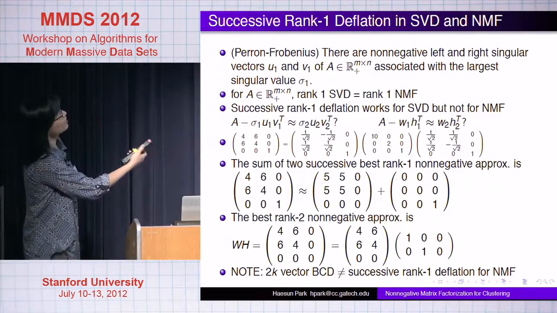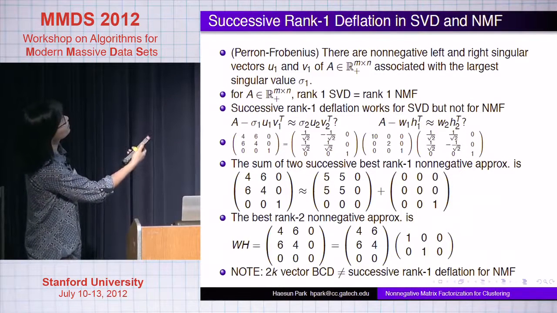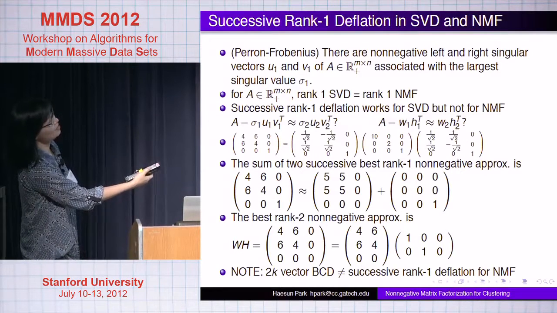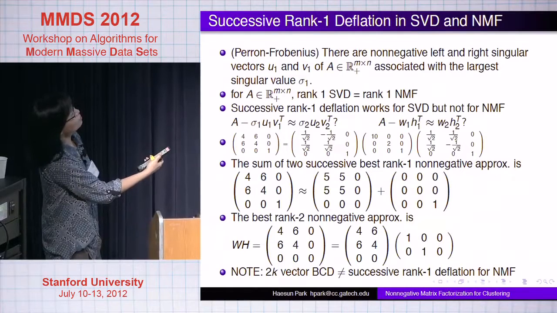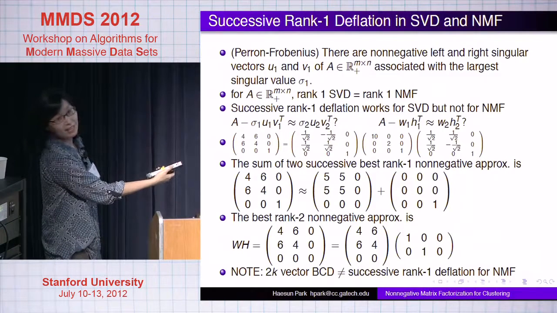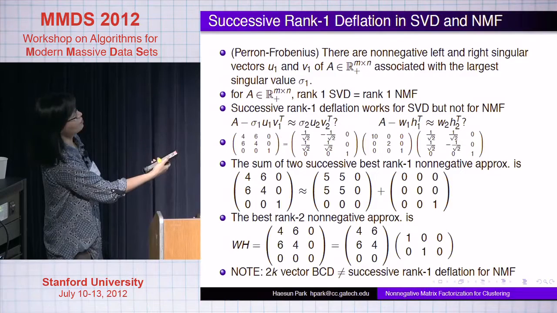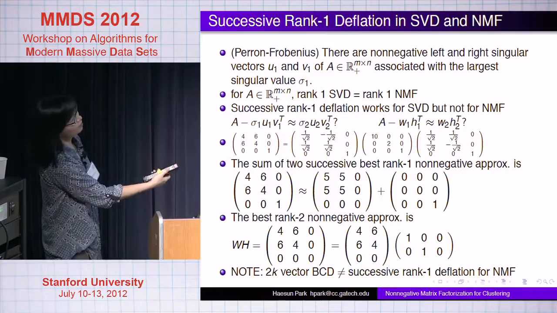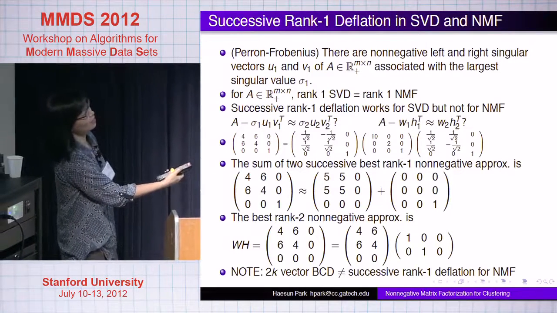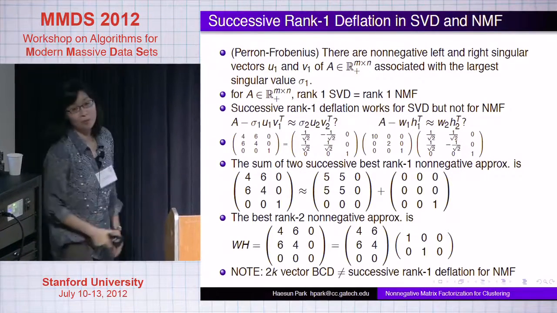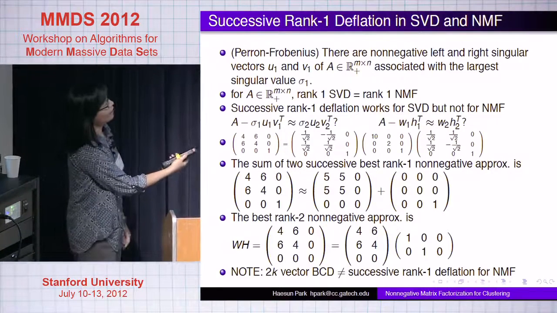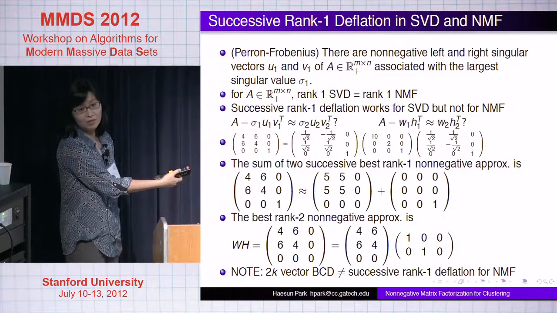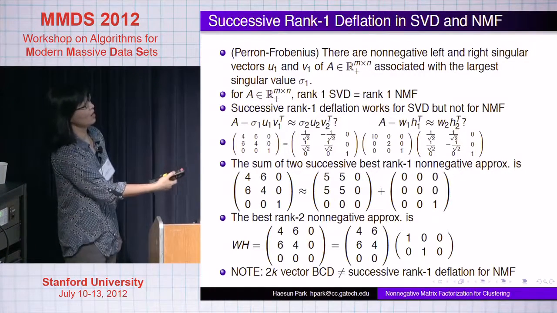Here is just a counterexample. Suppose you have a matrix A like this. It happens to be symmetric, so SVD is the same as symmetric eigenvalue decomposition. If we do two successive best rank 1 non-negative approximations, first we will find this, and then subtracting that, the next rank 1 non-negative approximation is that. Altogether, this is the best rank 2 approximation by this approach. But really, the best rank 2 non-negative approximation looks like this, and this gives a smaller residual. So we cannot go this way.